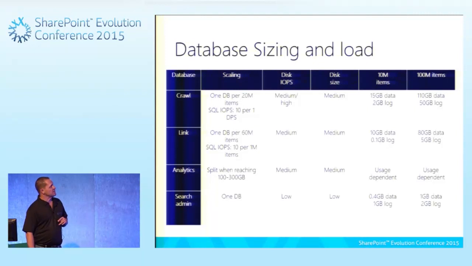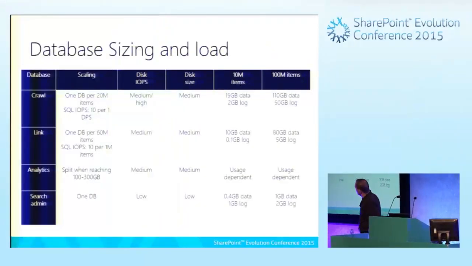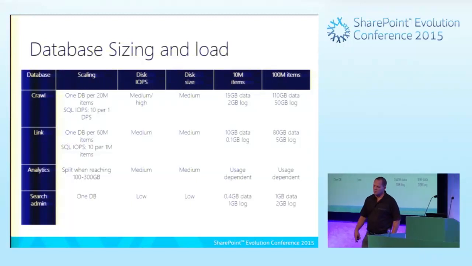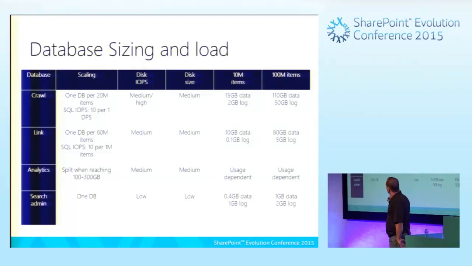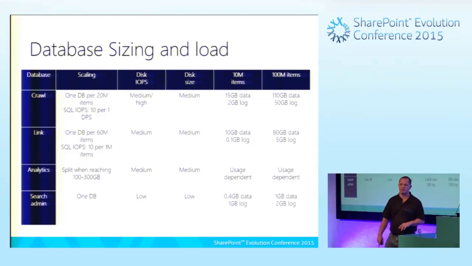Right, and if we look at database sizing and load, this is quite a good one for you. If you look at it, you'll see that 1 database for 20 million items. We need 10 IOPS per document processing. You need 1 database for 60 million items for the link. Be careful of the link DB. If you split the DB, don't expect it to load balance continuously, because it doesn't do that. So if you're going to split the link DB, then I suggest you ping one of us about it.